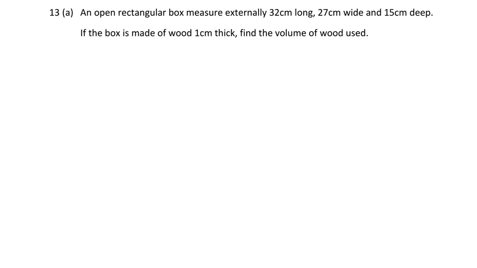Okay, so to find the volume of wood used, we first find the difference in volume between the external part and the internal part of the box. Okay, so now for each dimension which we've been given in the question, we are going to minus 1 centimeter. That is the thickness of the wood used. So we start with the length, which we've been given as 32 centimeters. Then minus 1, we are going to have 31 centimeters.